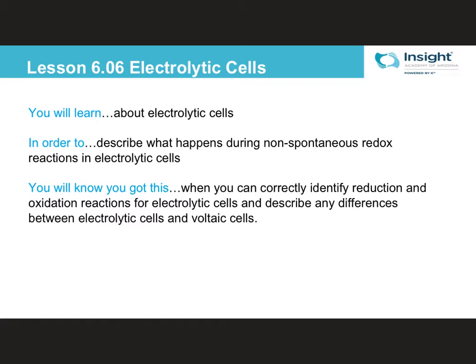All right, last lesson for Unit 6, so a short one. Electrolytic cells. So far we've talked about spontaneous voltaic cells. Now we're going to talk about these non-spontaneous electrolytic cells. By the end of this, you'll be able to decide if something is going to be spontaneous or not, and describe differences between electrolytic cells and voltaic cells.